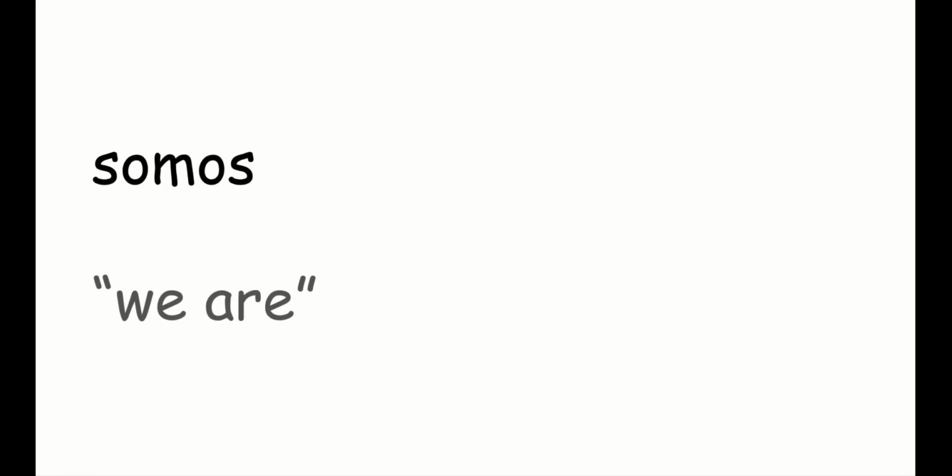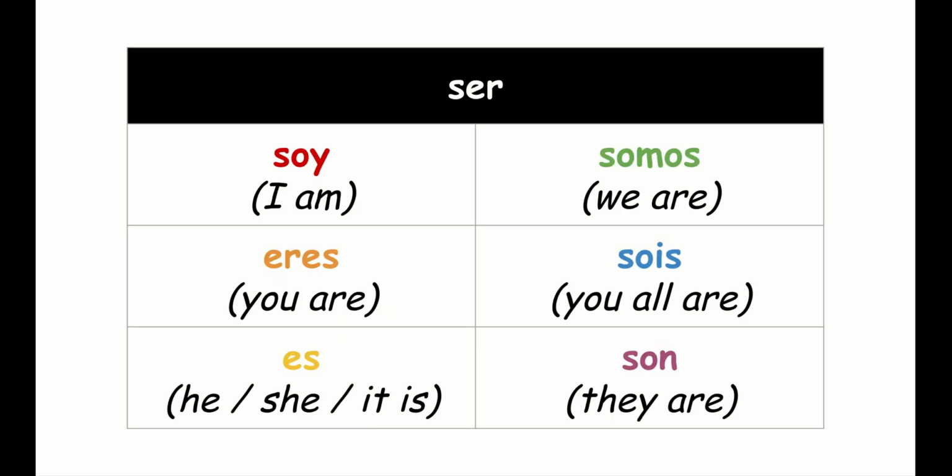Somos means we are. Even though it's just one word, within that one word you have the meaning of we are. Eres means you are. Eres alto, you're tall. In one word, eres means you are. And sois means you all are, or you could say you guys are, or y'all are. Sois.